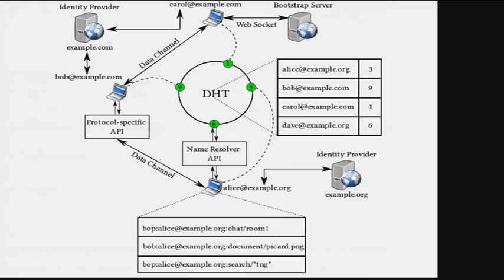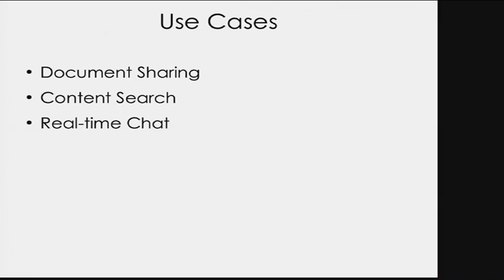Okay, this is very technical, and I think we won't go deeper on that. It's just a sketch, and if you want to know more about how we implemented that, you can ask questions later. I'm just going to show you what the use cases are for Publish. Part of that I already said: document sharing, content search, real-time chat. These are three use cases we implemented.